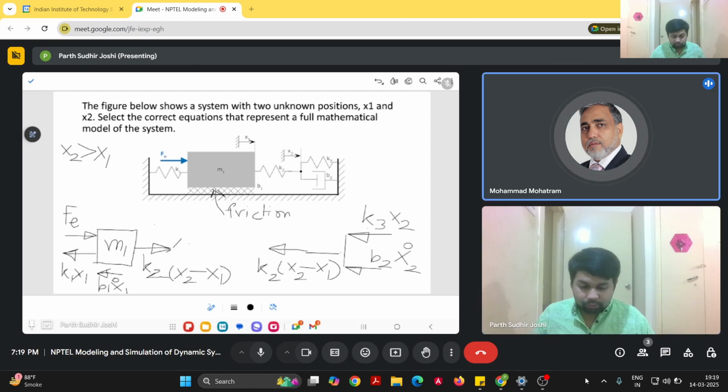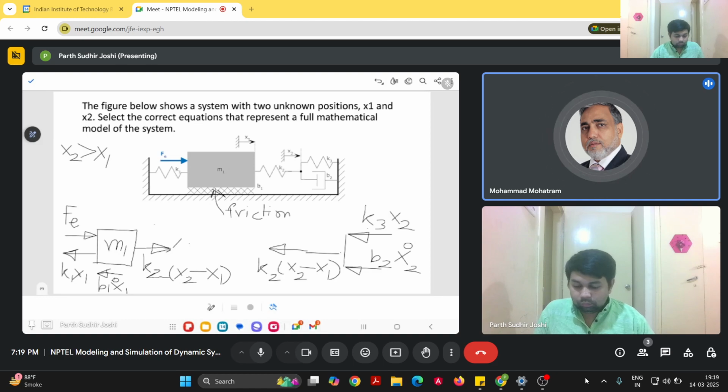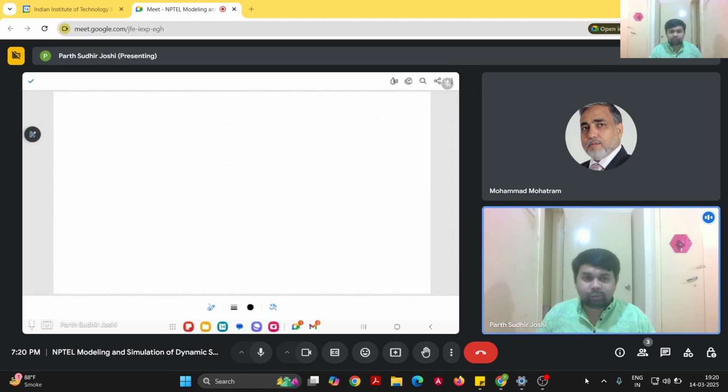Now the next step is that the sum of all forces will be equal to zero on each body here. So for example, on mass m1 we have Fe from left to right. So Fe minus k1 x1 minus b1 x1 dot, and k2 times (x2 minus x1). We'll equate the sum of forces to mass into acceleration, so we'll apply Newton's second law. Correct.